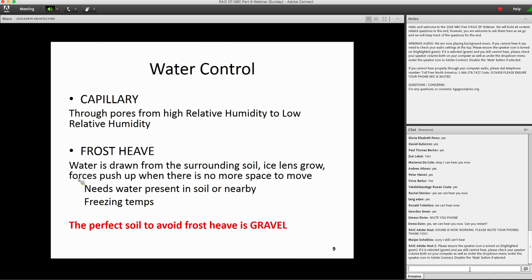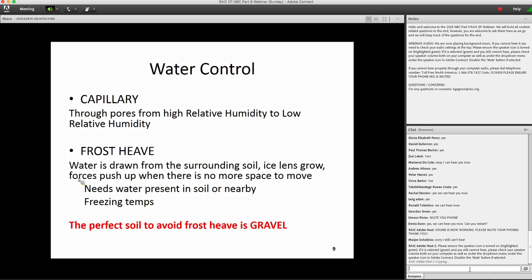There are two elements that are interesting, and I'm taking advantage to explain them because they are important. They are somehow noted in the code as well. We have something called capillary action, which is water flowing through porous materials. Usually it goes from high relative humidity to low relative humidity. That's something that we see on the foundation walls, where water flows up and you can see it at the foundation walls that come up to grade.